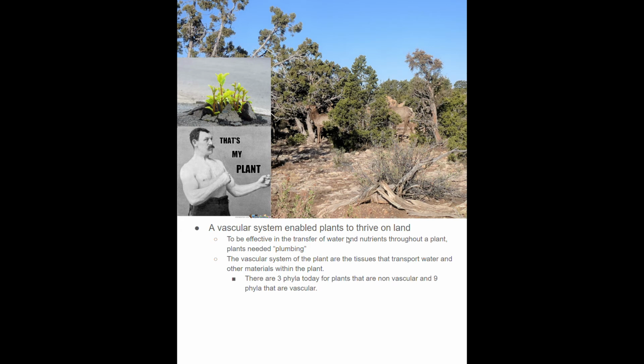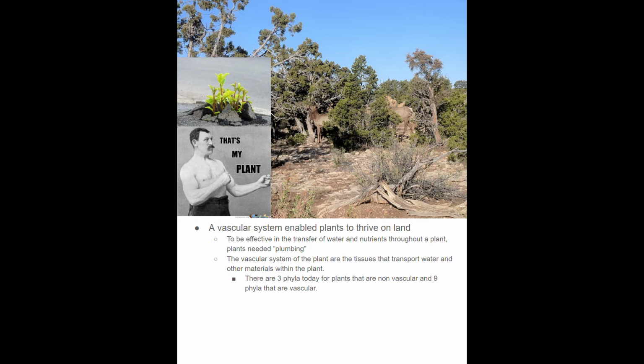So vascular system enables plants to thrive on land. The vascular system is this big deal. It is the very first, the biggest deal when we're talking about getting large plants surviving on land, like trees and whatnot. So to be effective in the transfer of water and the nutrients, a plant needs plumbing. I want you to think sort of like your veins and your arteries, right? You need, as a person, plumbing to make sure that the tips of your fingers get the nutrients they need, rather than just the cells in your stomach. So plants need this same thing.